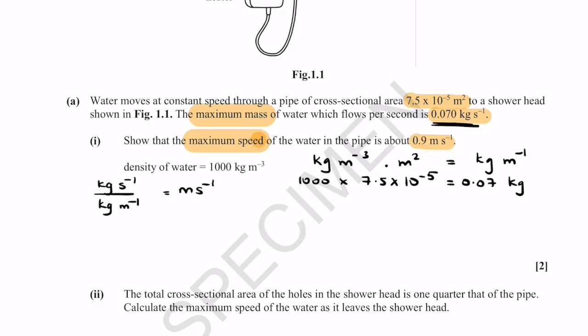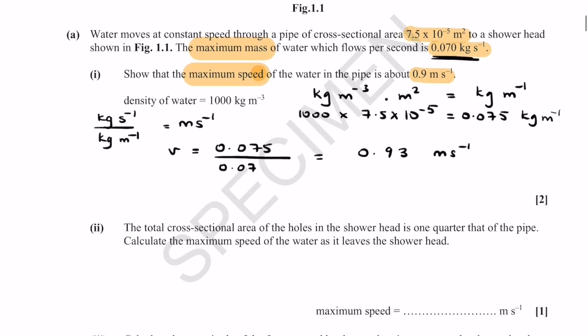That would give me 0.075 kilograms per meter. Then I just simply have to work out the speed by doing the mass per second, which is 0.07, divided by 0.075, and that ends up giving me 0.93 meters per second. So that's part I done.